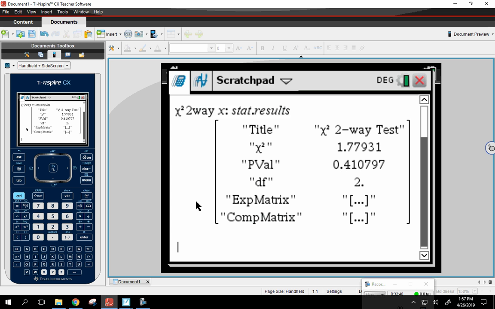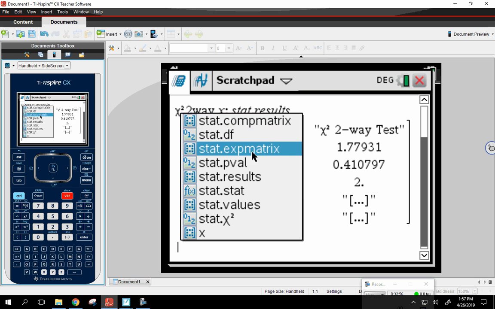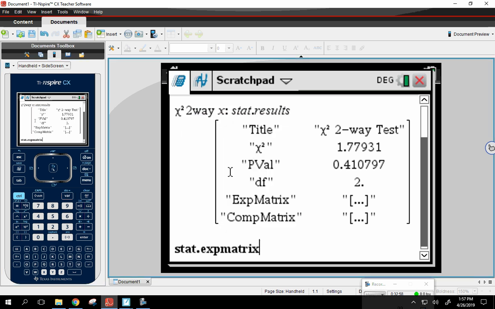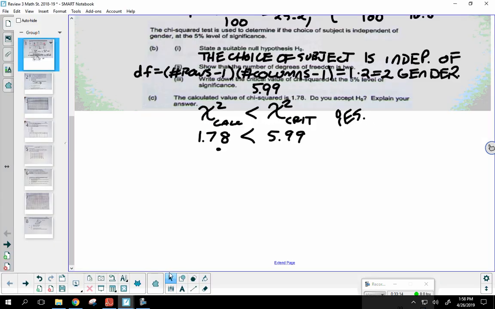How would I pull up my expected values? So the variable right here that I used to store it, EXP, the expected matrix. And then push enter. And there we go. There are the values that we found for P, Q, and R. Perfect. Good. Okay, well, let's move on over.